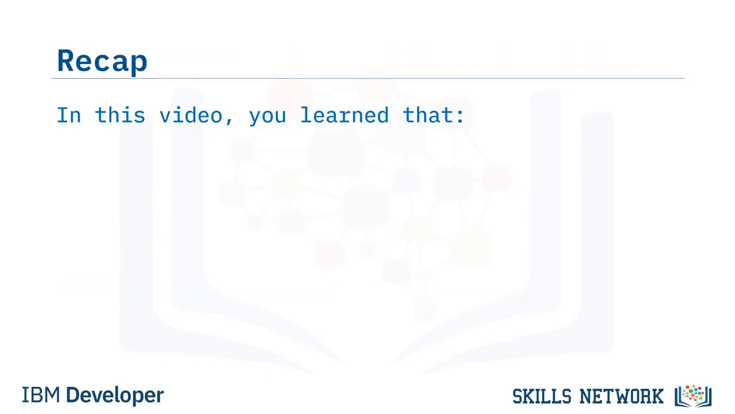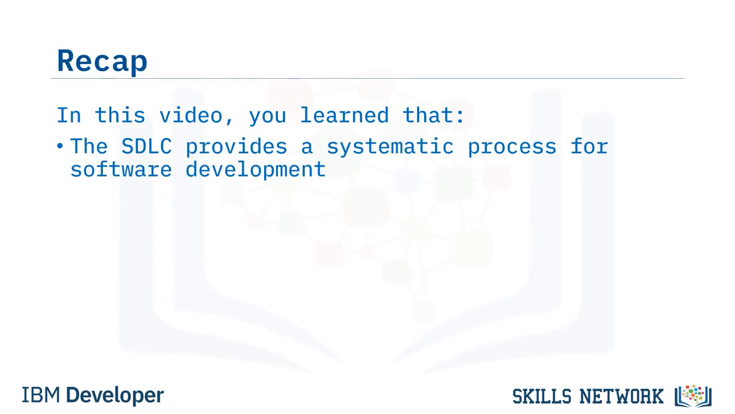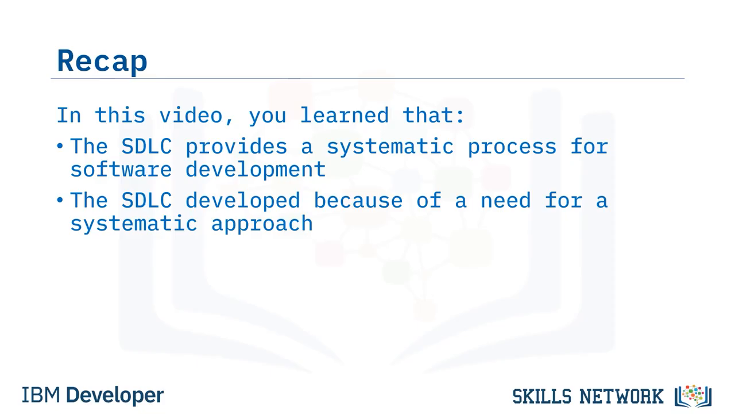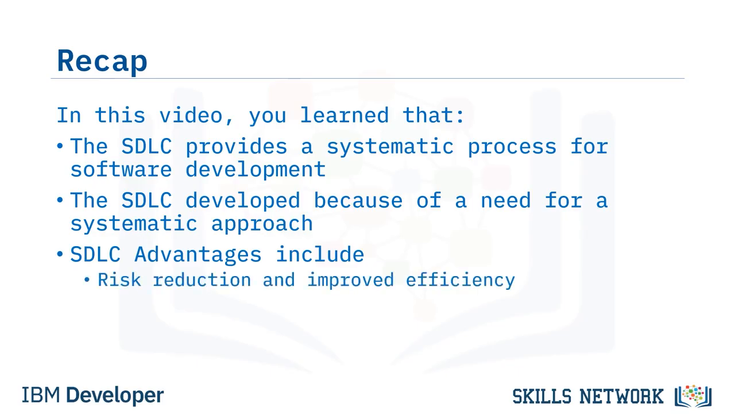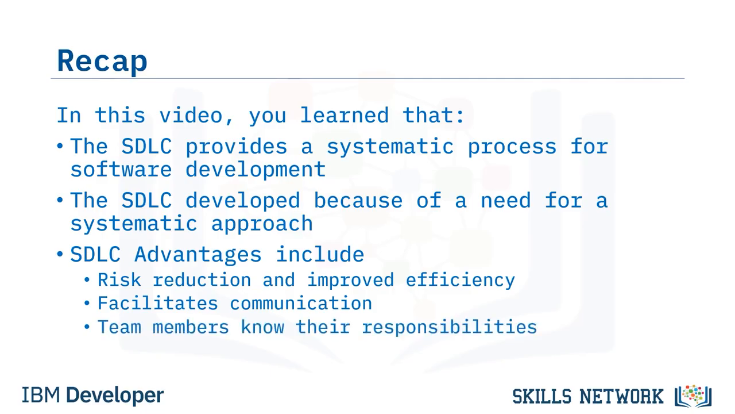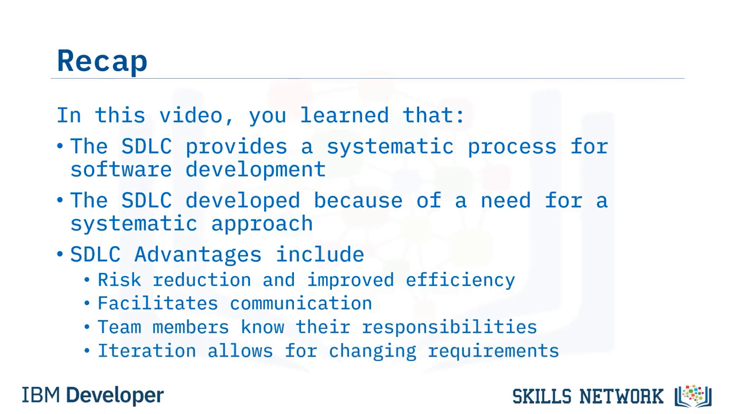In this video, you learned that the SDLC provides a systematic process for software development. Its initial development in the 60s and 70s was driven by the need for a systematic approach because of the growing complexity of software. And key advantages of the SDLC include a roadmap to the software development process helping to reduce risk and improve efficiency, increased communication between the team and stakeholders, clearly defined and understood responsibilities for each team member, and the ability to be used iteratively, allowing for changing requirements.